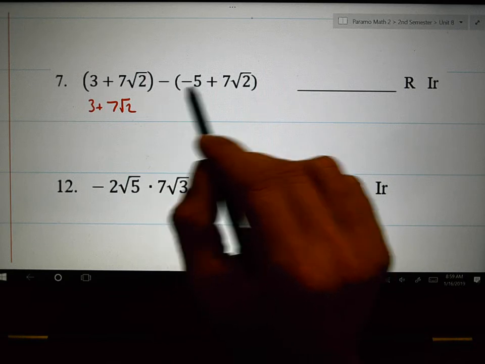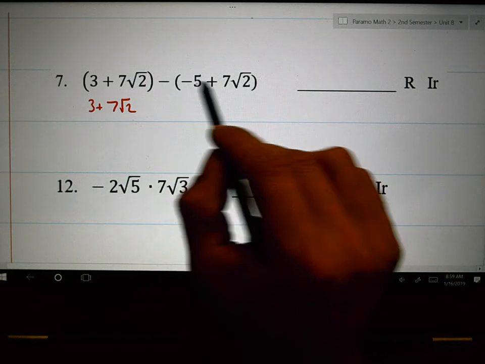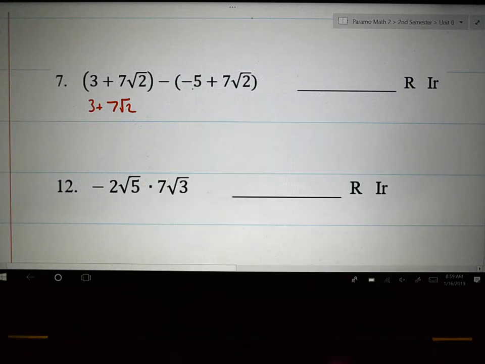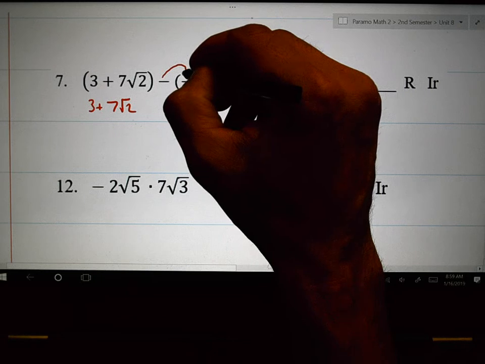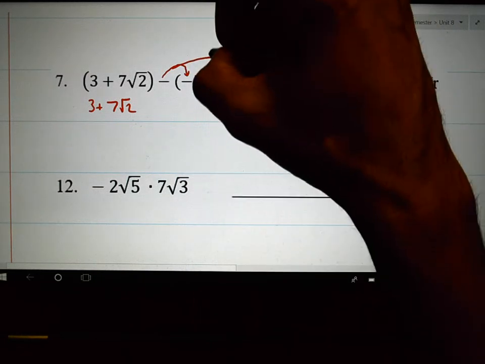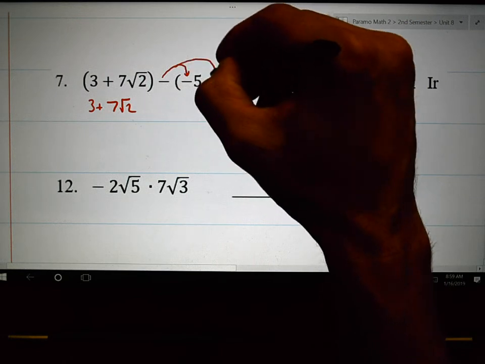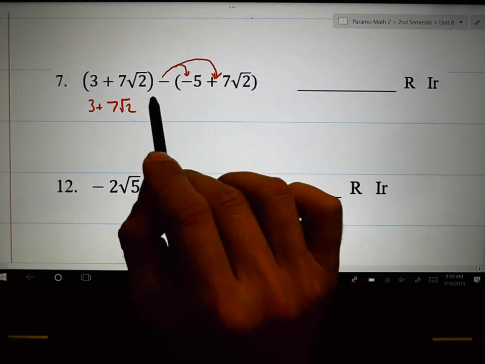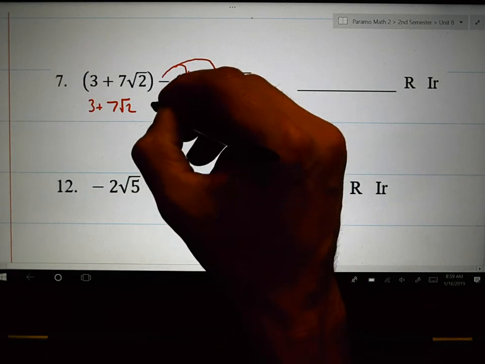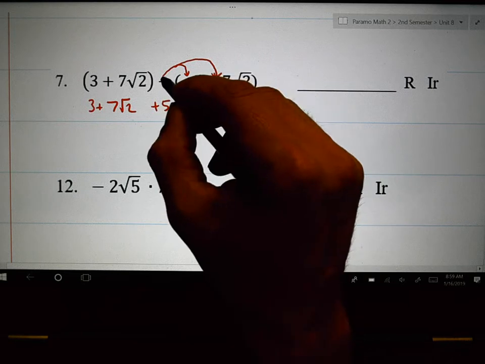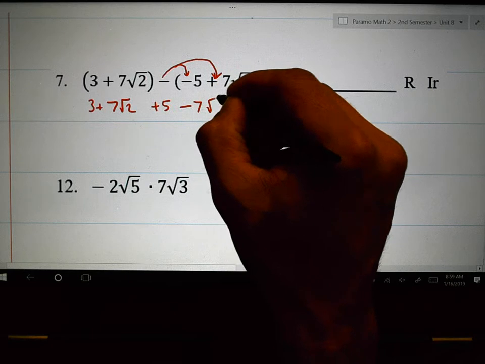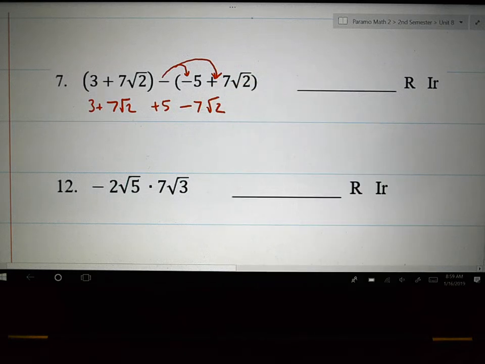This second group, though, you are subtracting the whole group. Because you are subtracting the whole group, those parentheses make a difference. The first thing you would have to do before you remove the parentheses, let me erase that second one. There we go. We need to take this subtraction sign and subtract both of these two terms. I need to subtract the negative 5, which would make it add 5. And then I need to subtract the plus 7 root 2. So I'm going to subtract 7 root 2. It just changes the sign. We're doing the opposite of.